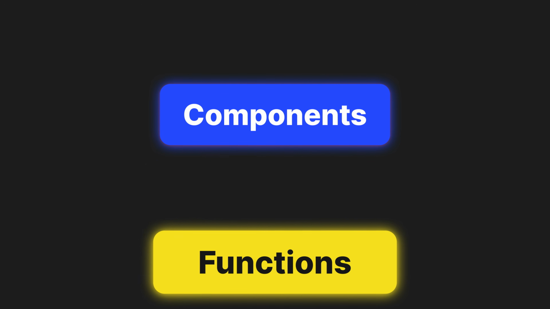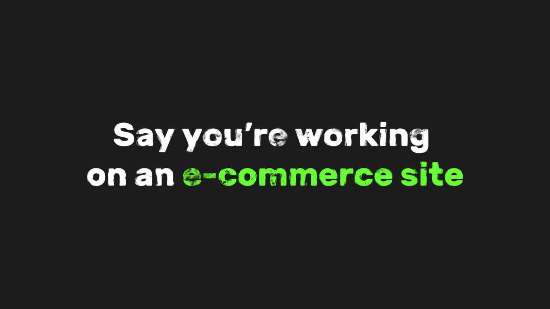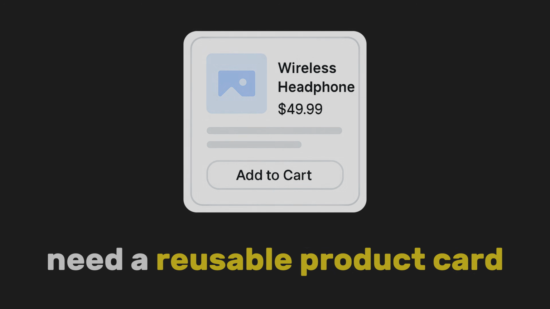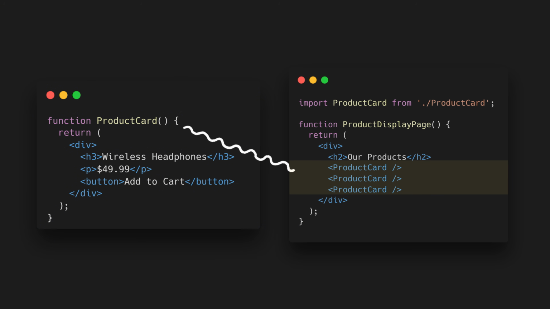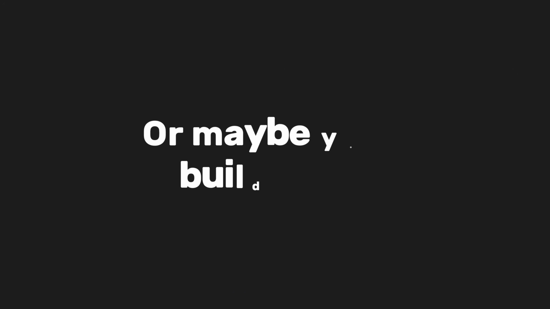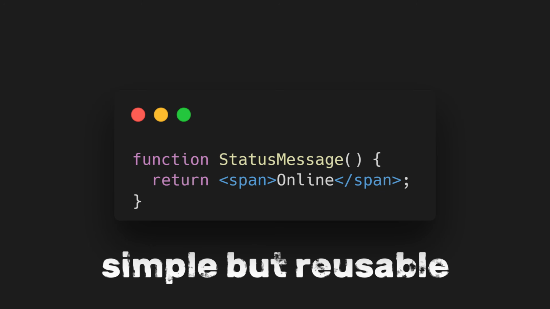Next, components and functions in React always return JSX to describe what should appear on the screen. Say you're working on an e-commerce site and need a reusable product card. You create a ProductCard component. You can then use it anywhere, like in the product display page, and it'll render the card every time. Or maybe you're building a dashboard and need a small function to display a status message. This component is simple but reusable across your app.